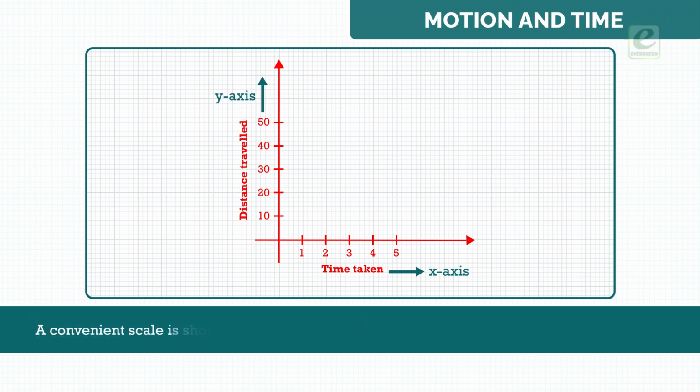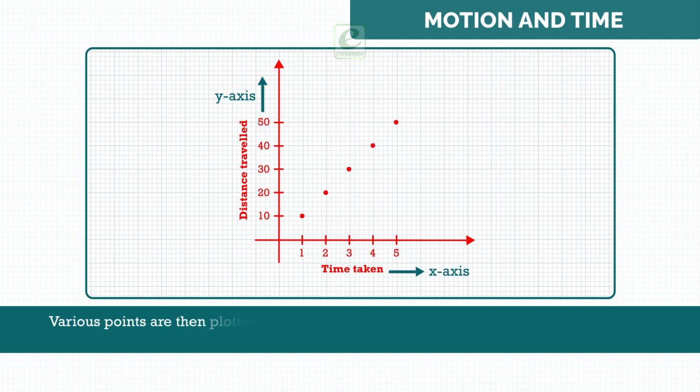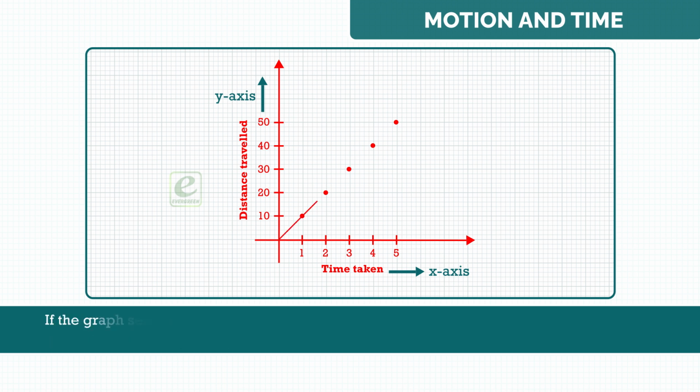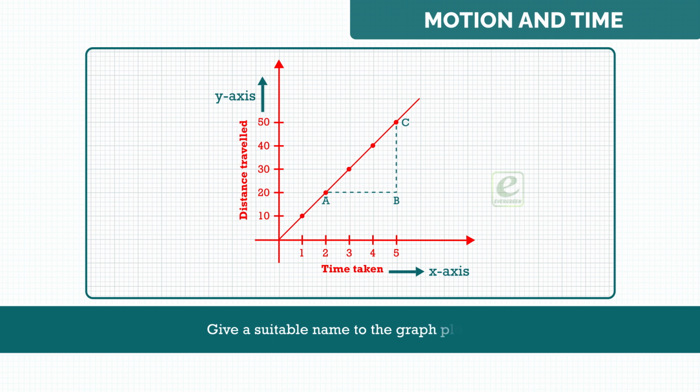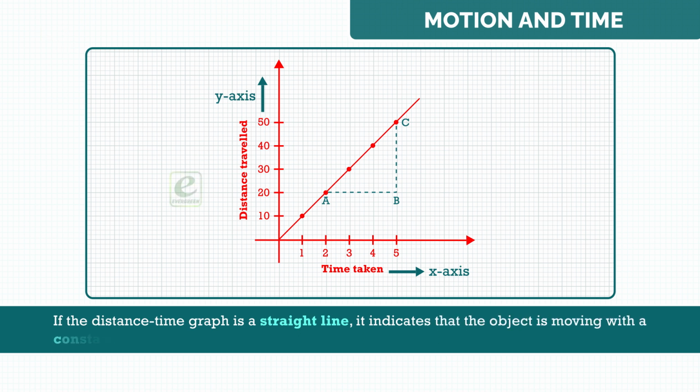A convenient scale is chosen to accommodate the smallest as well as the largest observation. Various points are then plotted for various pairs of observations by drawing a small circle around each of the points plotted. If the graph seems to be a straight line, draw a straight line passing through the maximum of these plotted points. Give a suitable name to the graph plotted. If the distance-time graph is a straight line, it indicates that the object is moving with a constant speed.